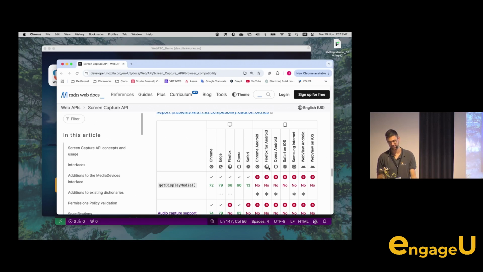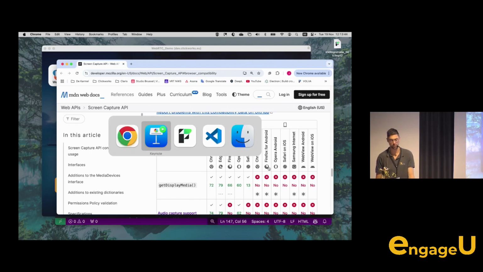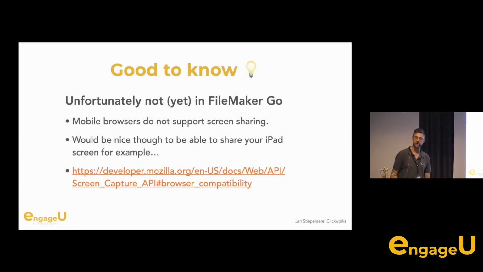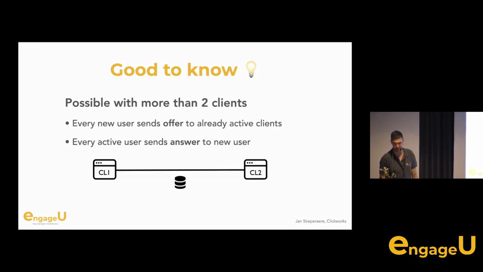So it does not yet work in FileMaker Go. Which is strange because it's also just a web viewer, a web browser. So it has JavaScript. I suppose they need to activate some kind of Boolean. I tested it on Go and it won't work, so it does not.